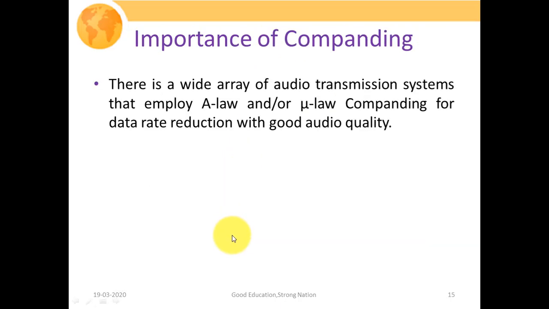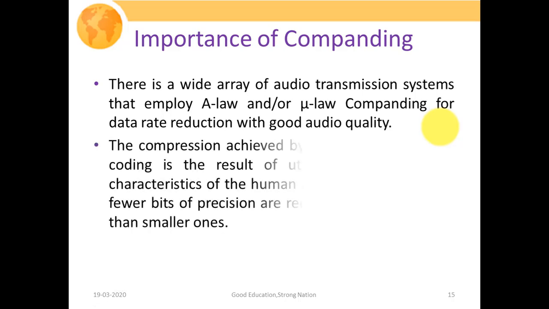So now we're going to discuss the importance of companding. Obviously there is a wide variety of audio transmission systems that use A-law and mu-law companding for data rate reduction with good audio quality. Since it is our compression mechanism, obviously we want that with the help of a lower number of bits, we could pass a larger amount of information with high signal to noise ratio. So both these methods, A-law and mu-law companding, do the same task for us.